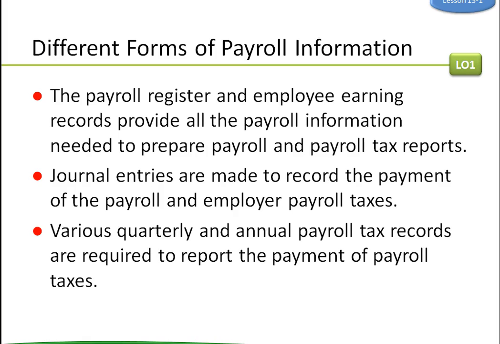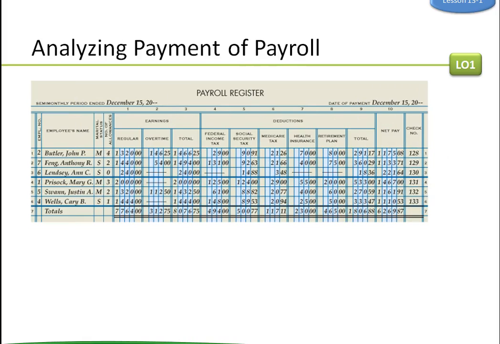So those journal entries are important because we need to record what an employee is earning, and we need to record all of the taxes that we are collecting so that we can pay that to the government. Various quarterly and annual payroll tax records are required to report the payment of payroll taxes. So like I said, we need to keep track of these things so that we know how much to pay the government when the time comes.